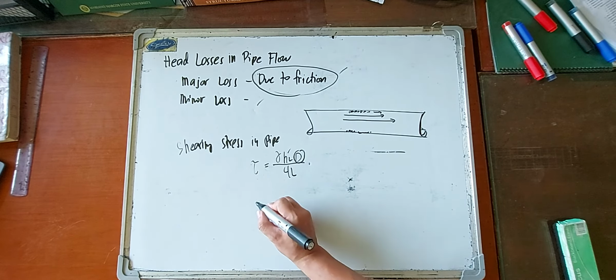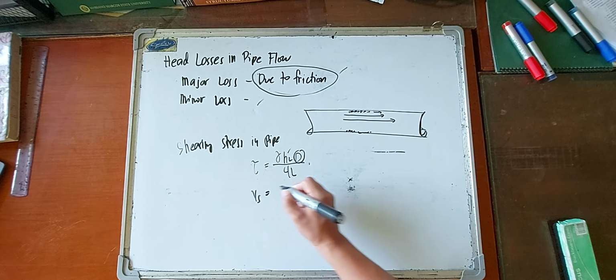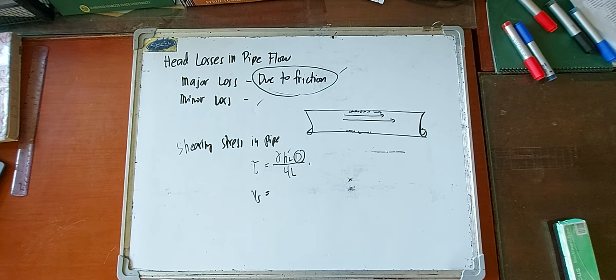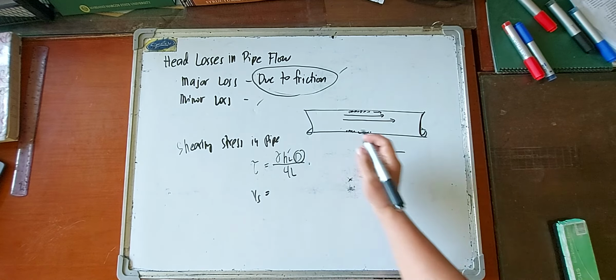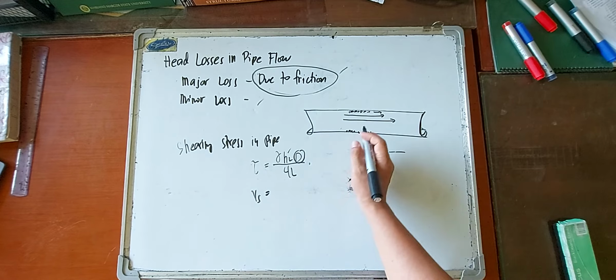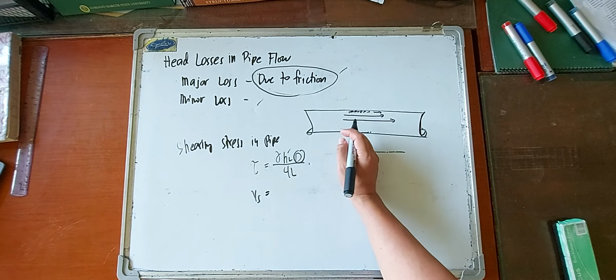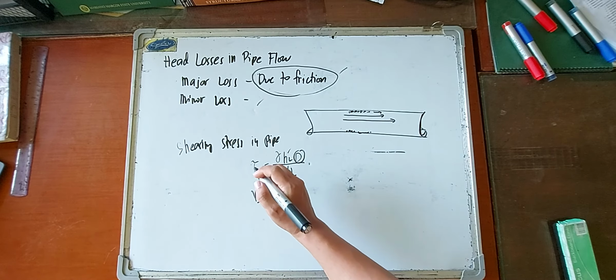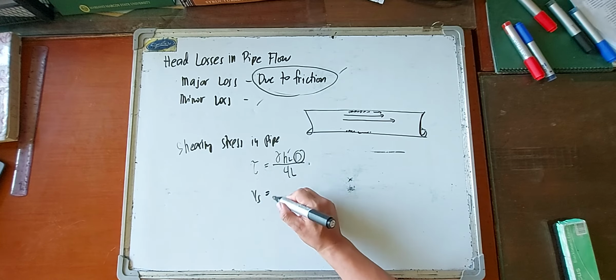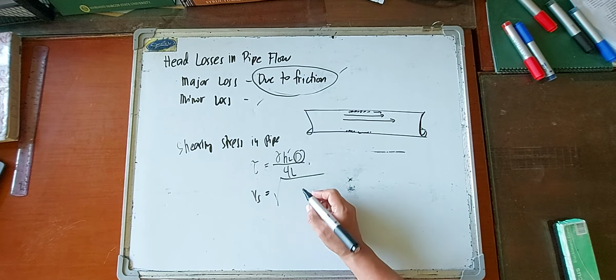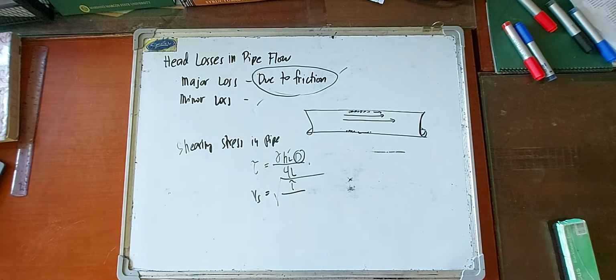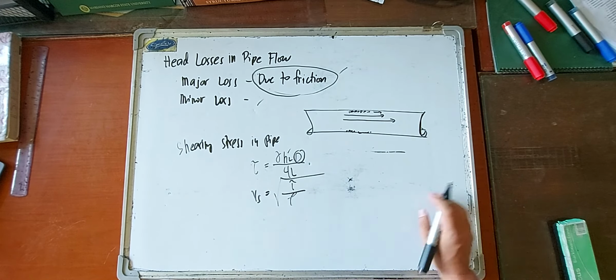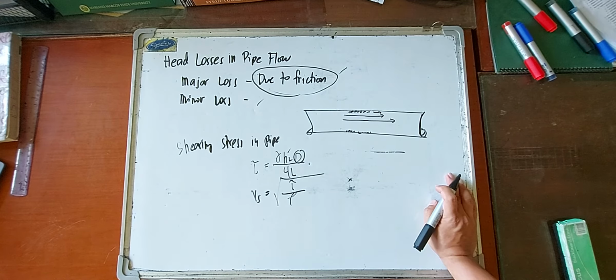Okay, and we can also compute for the shear velocity, no? So that we can limit the velocity, since it's a function of the velocity. We can limit the velocity of the pipe to prevent it from failing due to shearing stress. So we can compute for the shear velocity. It's the square root of tau all over the density of the liquid.